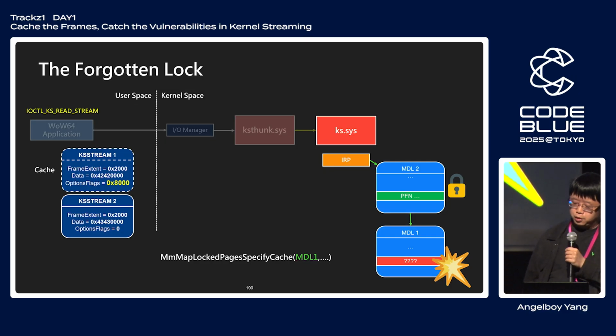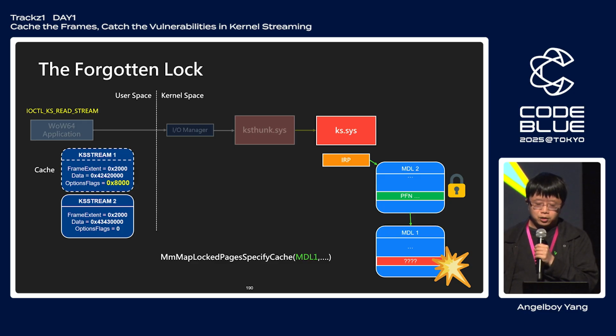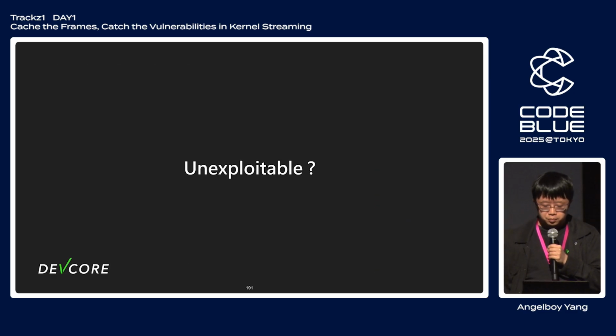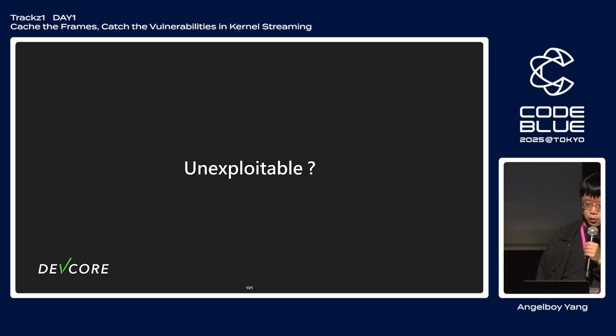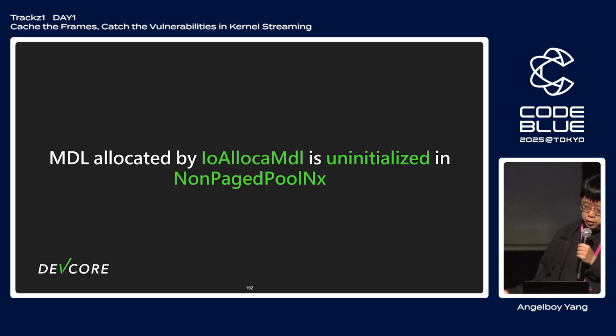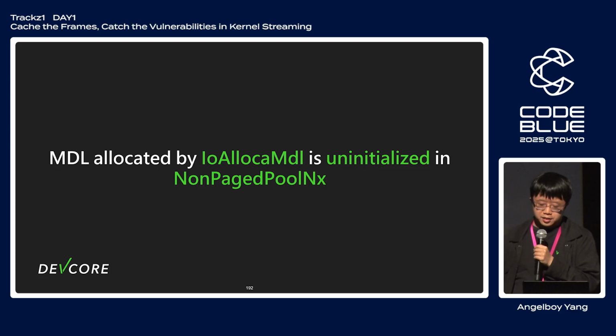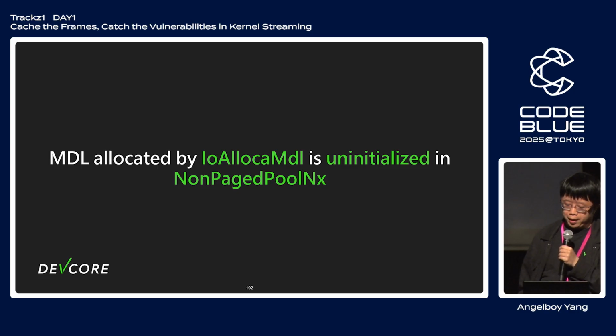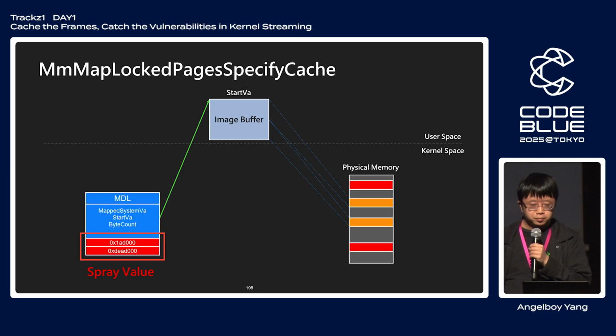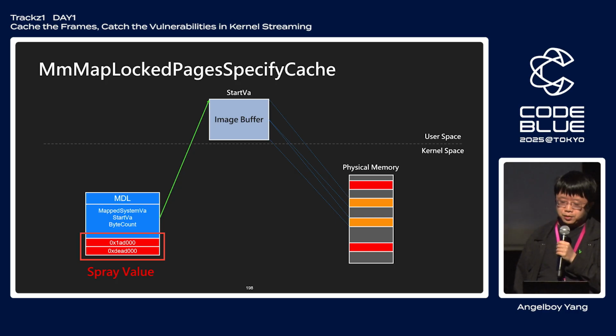When MapLockPages specified cache is used on the second MDL, it ends up mapping memory based on an uninitialized PFN list. Does this only lead to a DoS? The good news is that the MDL allocated by IoAllocateMdl is uninitialized in non-paged pool. That is, the content can be controlled by using a spraying technique. We can use named pipes to spray a large number of objects to fill memory with controlled data.